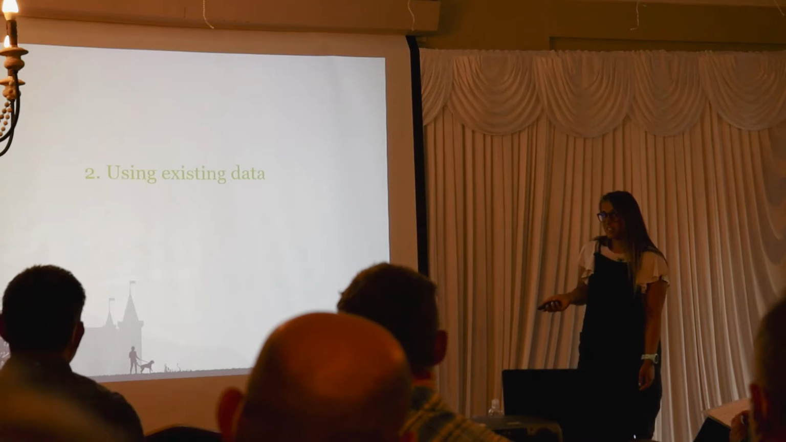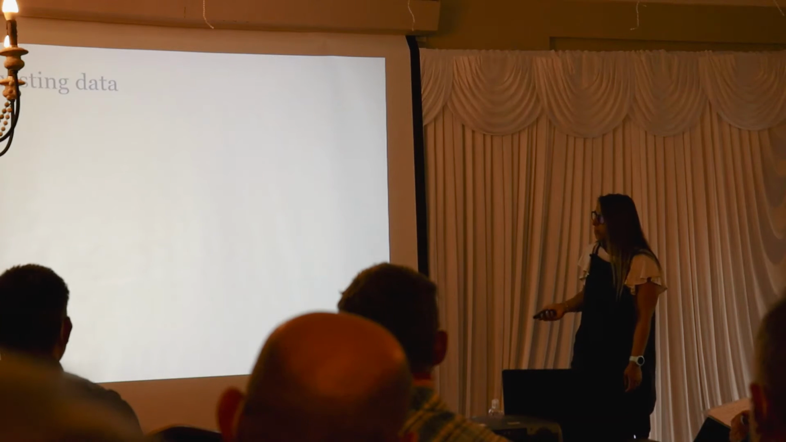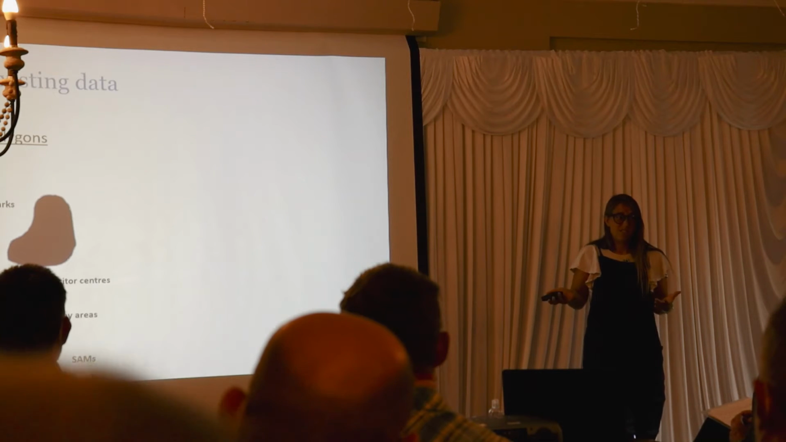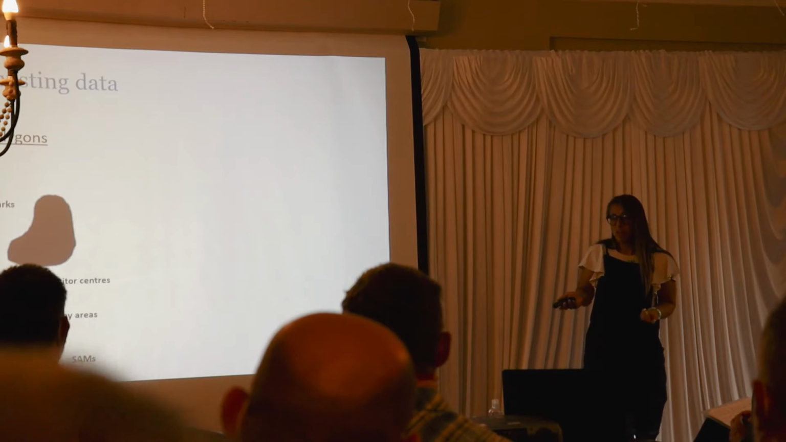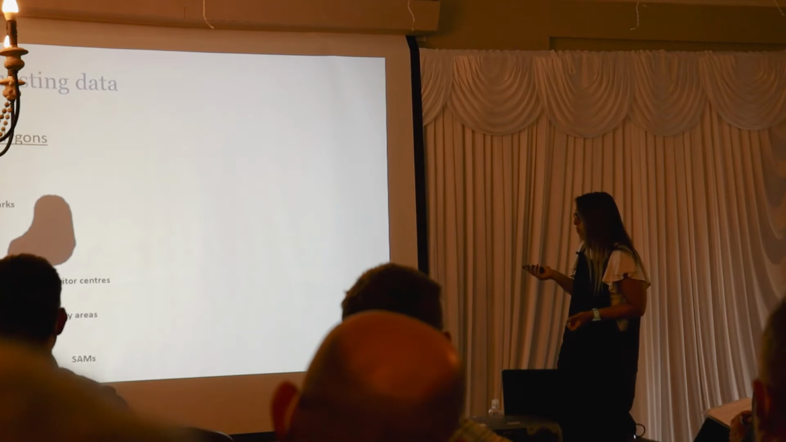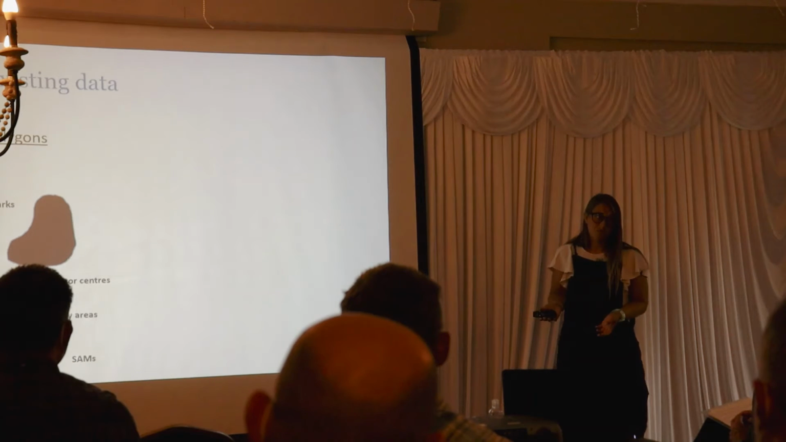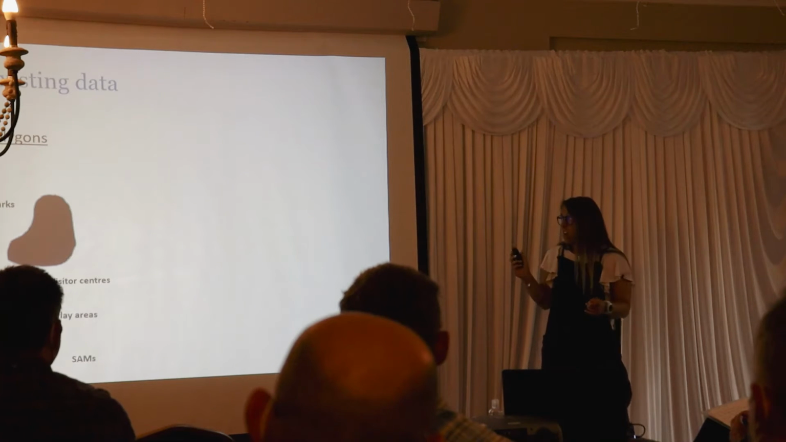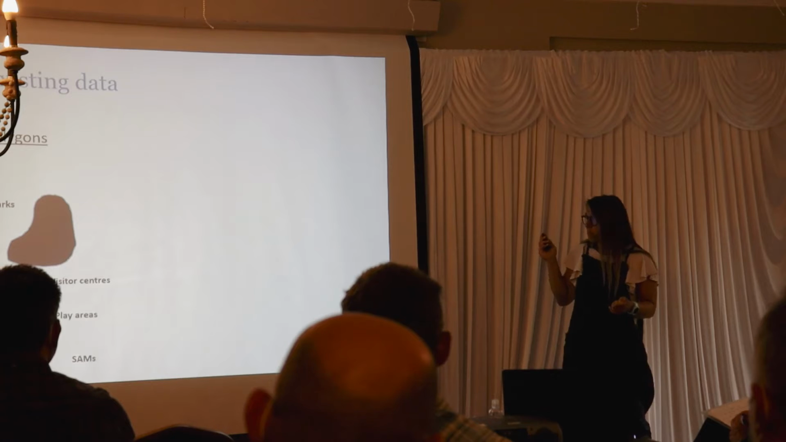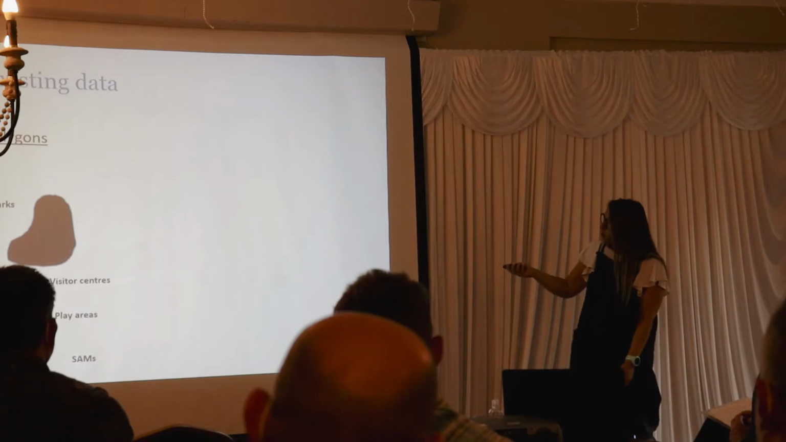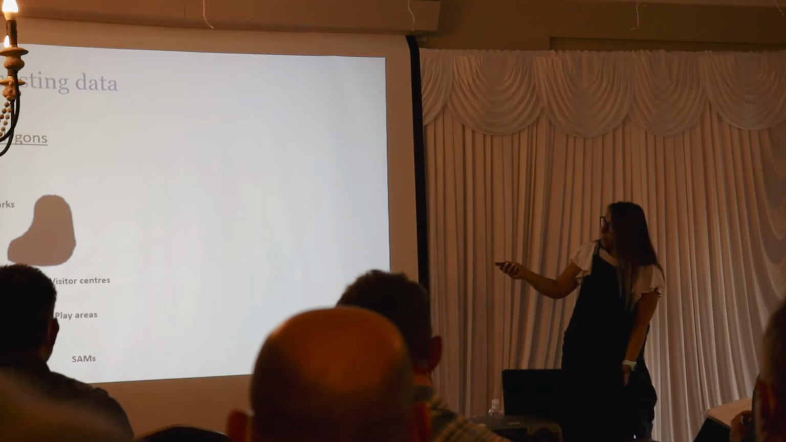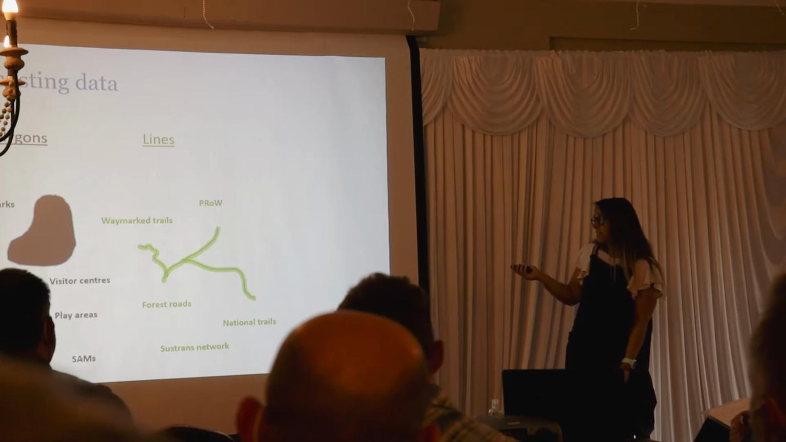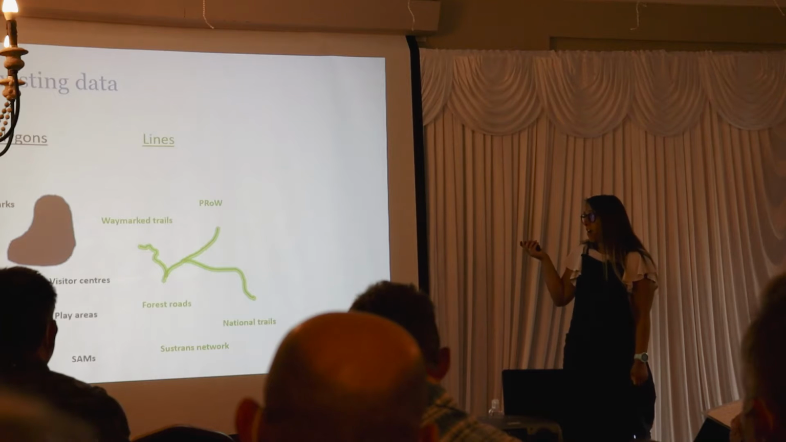So we're using existing data that we've got within our organisation. And that includes data from systems such as Forester, which is our forestry management system. We've got the central data store for us, which is our central GIS data store. So we've got everything in there from the access land, we've got picnic areas, play areas, etc. So they're the polygons we can bring in.